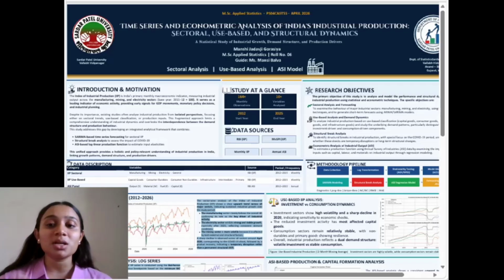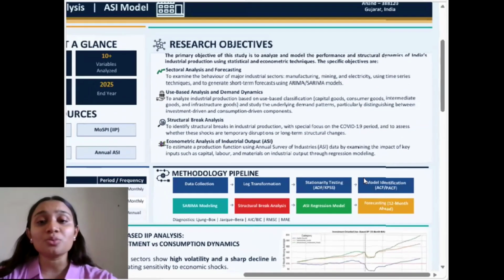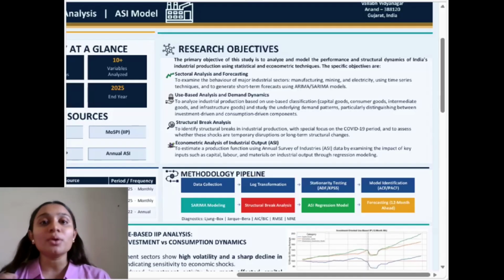However, most existing studies focus only on one aspect, either a sector trend, demand structure, or a production input. My project aims at building a unified analytical framework. The research objectives are: the first is the sectoral analysis and forecasting using the SARIMA model. The second is the use-based analysis to understand the demand structure. The third is the structure-based analysis, especially around COVID-19. And the fourth is the production function estimation using the ASI data. So basically, I answer what is happening, why it is happening, and how it is happening.